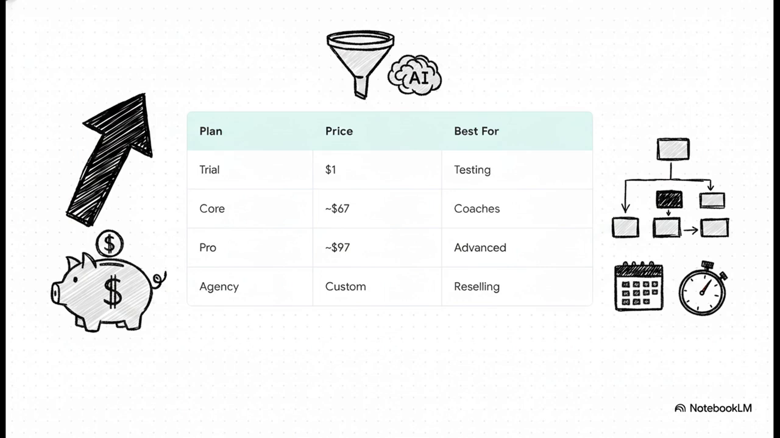You have a trial at just $1 for 7 days, perfect for testing the platform. Then the core plan sits at roughly $67 a month, which is great for solo coaches and creators. The Pro plan is about $97 a month for advanced features and more AI credits. And there's even custom pricing for a white label option for agencies. Considering competitors can charge $300 to $500 a month for comparable automation, $67 a month is a wildly reasonable investment.